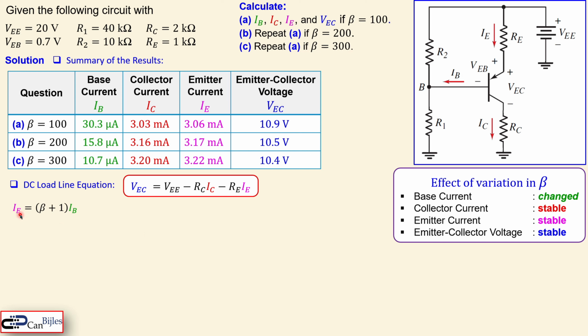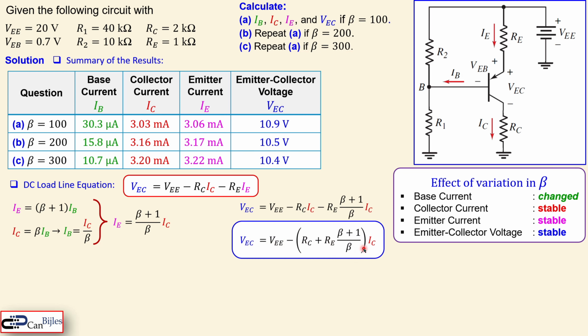So we can say IE, the emitter current, is given by beta plus 1 times the base current. And the collector current is then given by beta times the base current. If I now rewrite this, the base current is equal to the collector current divided by beta, and then substitute this in the expression for the emitter current, you will have the emitter current in terms of beta and IC. Now we can substitute this expression in here, so VEC is equal to VEE minus RC times IC, then minus RE times this expression. Instead of IE, we have an expression of IC. Now we can collect the terms and have an expression which creates the DC load line, where this is the changing variable and this is the resulting variable, which is VEC.